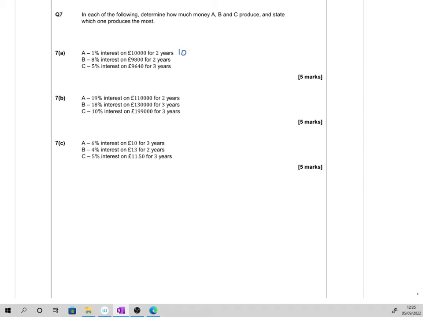So this is 10,000 times 1.01 squared. This one is 9,800 times 1.08 squared. And this one is 9,640 times 1.05 cubed. See, the little number there is the number of years, and the first number is the percentage. So let's work those out.